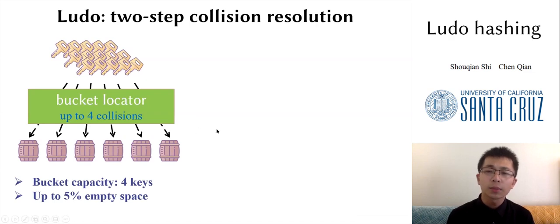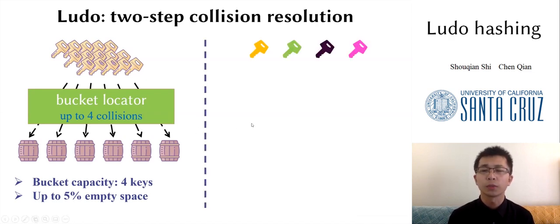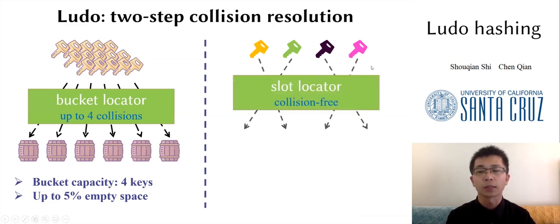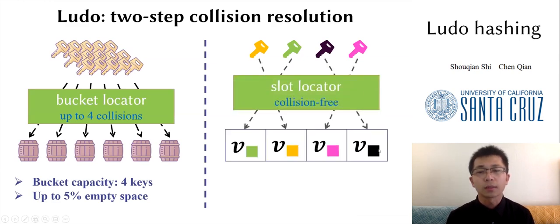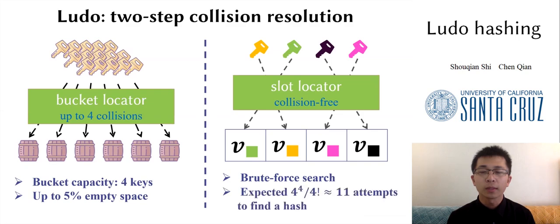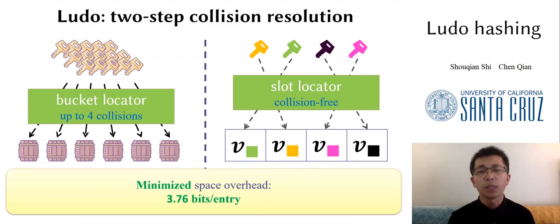We call the mapping a bucket locator. In the second step, another mapping is found to perfectly resolve the up to 4 collisions in a bucket. We call this mapping a slot locator. The slot locator is calculated via brute force. We enumerate the hash seeds and see if the derived hash function can map the 4 keys into the 4 slots without collision or not. Ludo is designed based on this simple idea, and it minimizes space cost to less than half a byte per key.